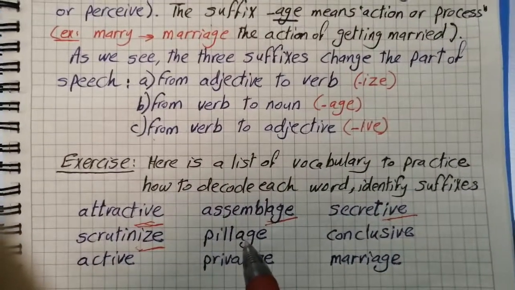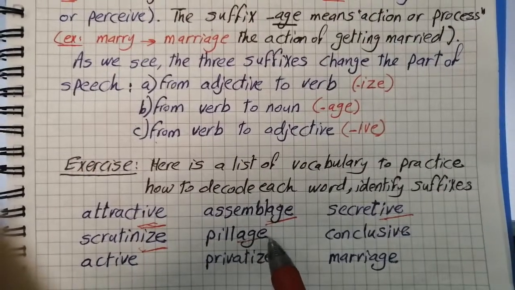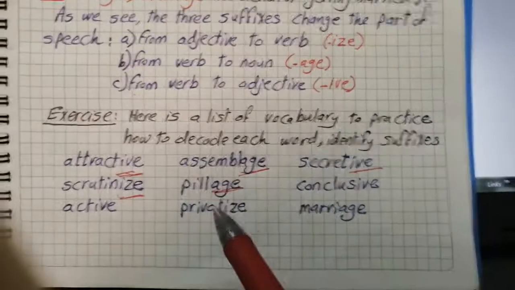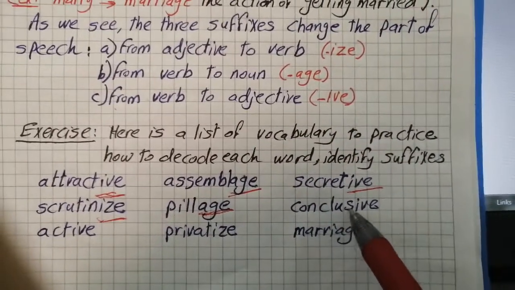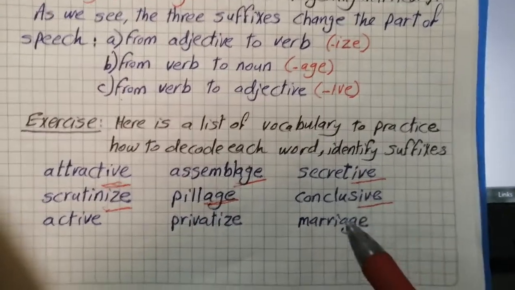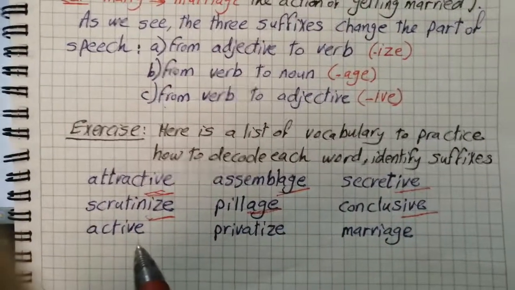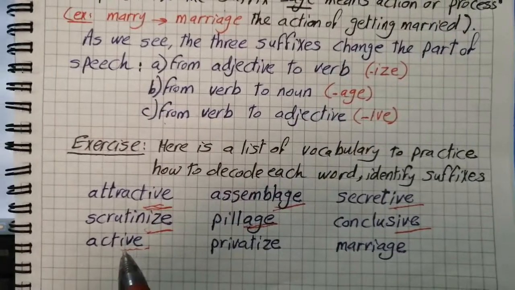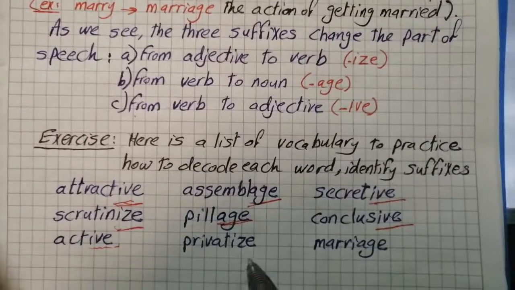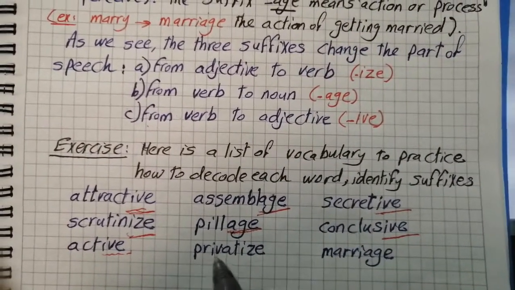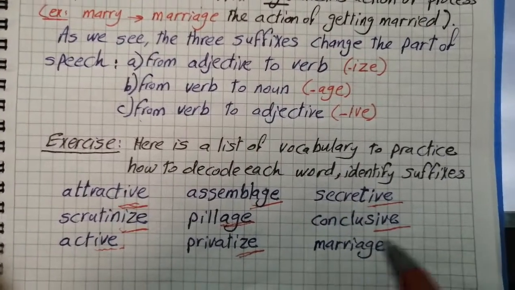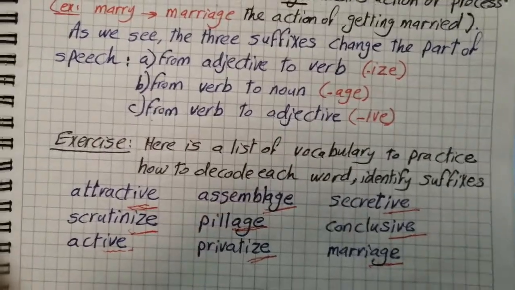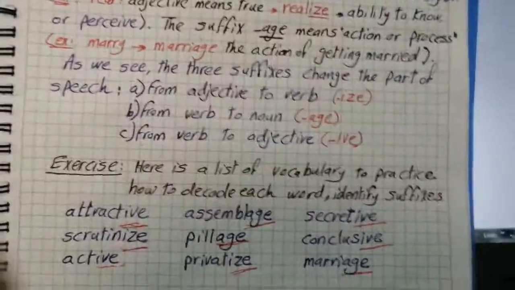The word pillage: the suffix is AGE, so pillage is the base word plus the suffix AGE. Conclusive: IVE is the suffix here. Active: IVE, the base word act, and then adding the IVE suffix makes active. Privatize: private is the base word, and IZE is the suffix. Marriage: marry is the base word, and the AGE suffix changes it from a verb into a noun.